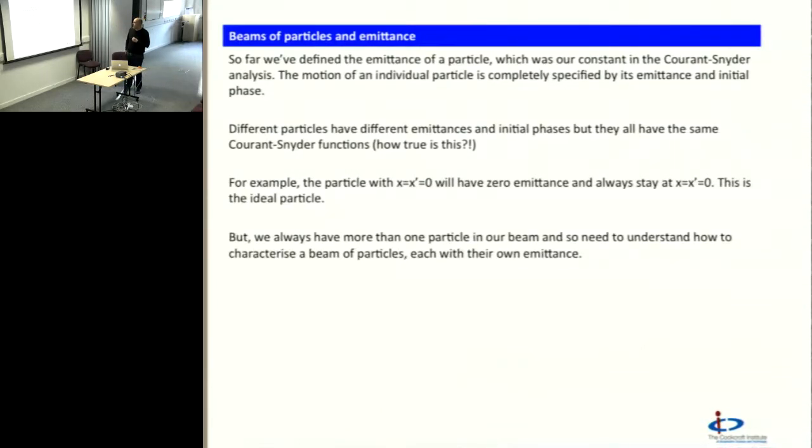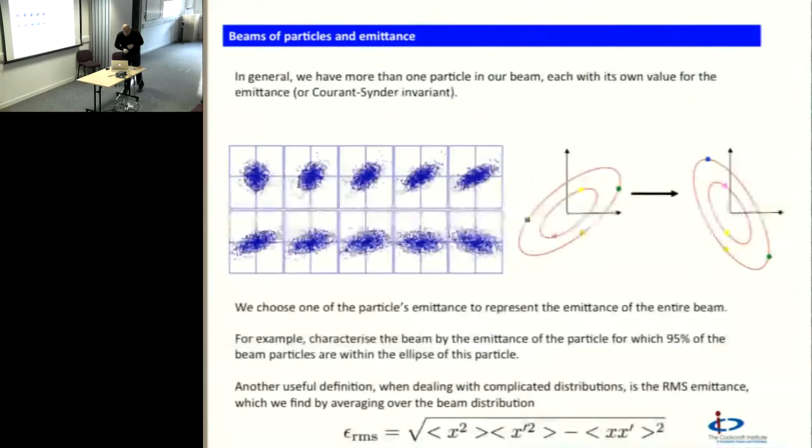So the ideal particle, i.e. the particle with x prime equals y prime equals 0, has 0 emittance and will stay there forever through the accelerator, just in the middle of every magnet. That's the ideal particle. But we always have more than one particle in our beam, hopefully. So we have to understand how to characterize a beam of particles. Each one has its own emittance. And this is a very overview slide, because I just want to flag this up, because it's a lecture in itself to go over this. So in general, we have more than one particle in the beam, each with its own value of the emittance.